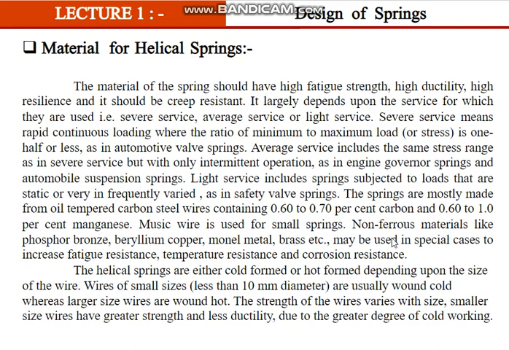So these steel springs are used. Then music wire, you can find out the chemical composition of music wire also. And then non-ferrous materials like phosphor bronze, beryllium copper, monel metal, etc. can be used. Okay, then helical springs are either cold formed.